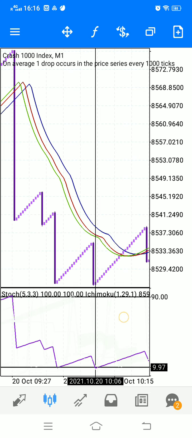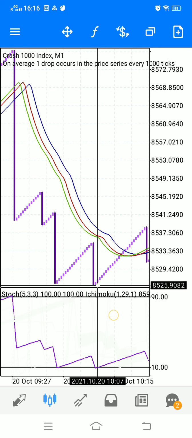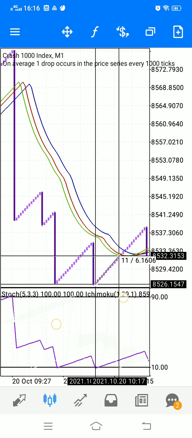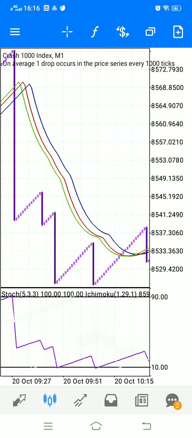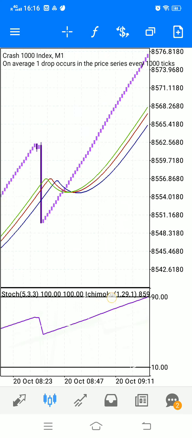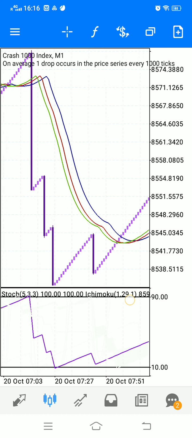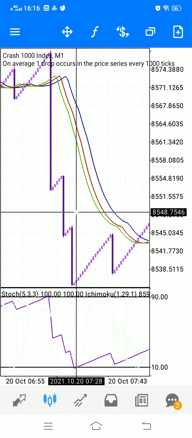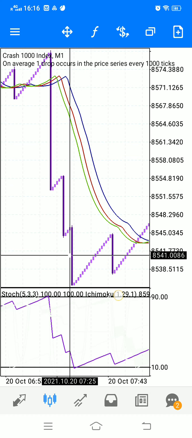Ichimoku reached level 10. We entered the trade and we exit at 11 candles. So we look for another opportunity. Now we see, okay, over here, the spikes happened. We reached level 10.